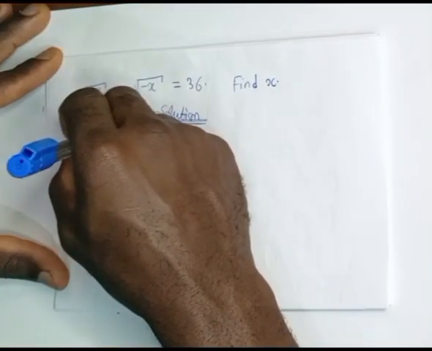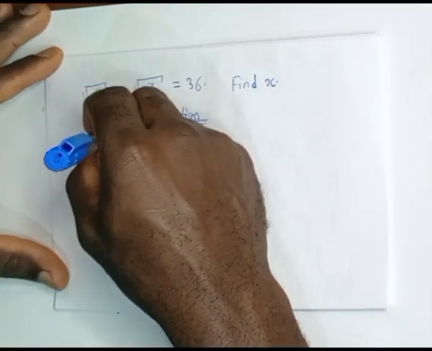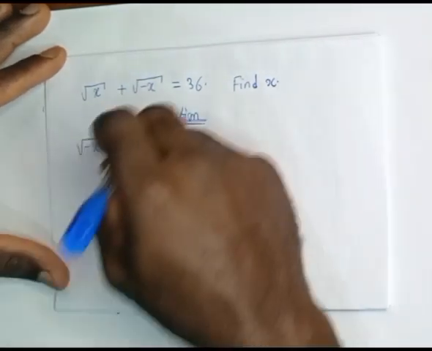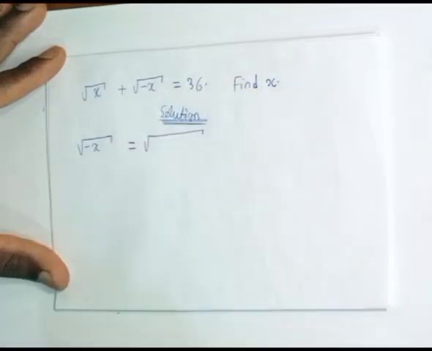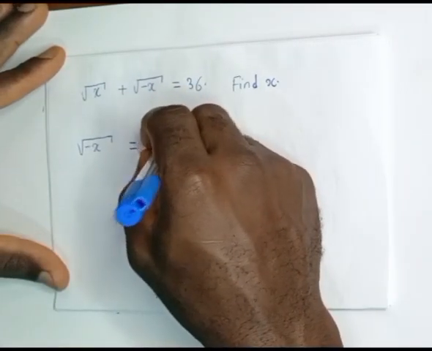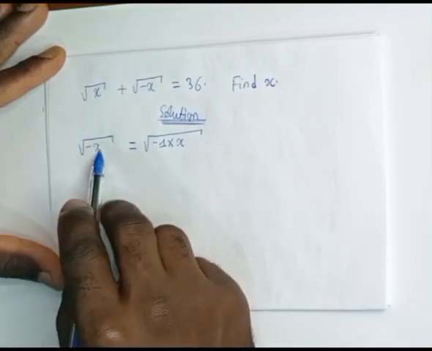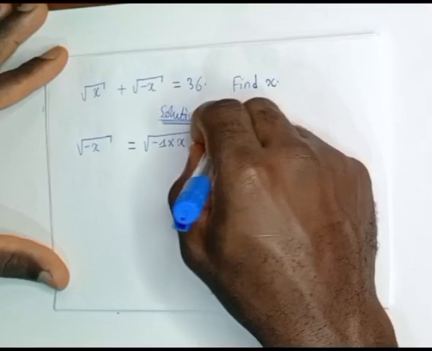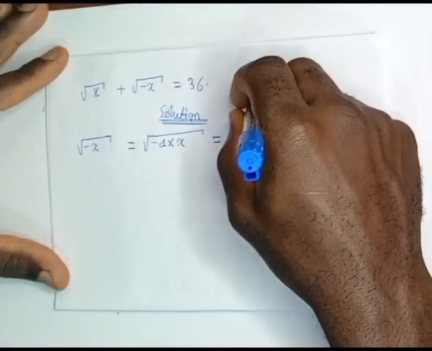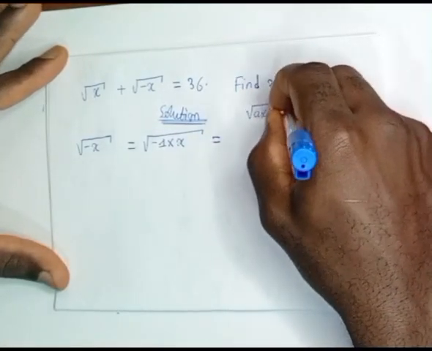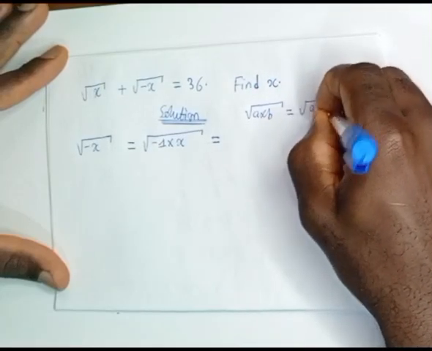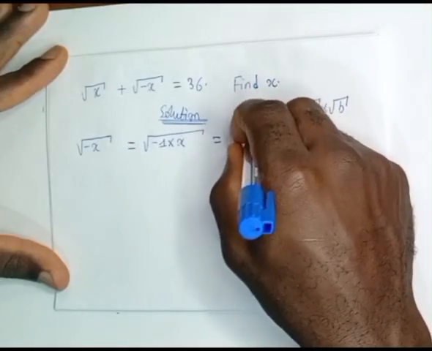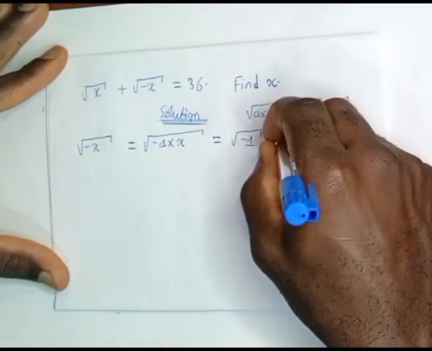If we take down root negative x, this is simply equal to the square root of, if we take negative 1 times x, it gives us negative x. We can break this. Remember, if you take the square root of a times b, it is equal to the square root of a times the square root of b. Applying this formula gives us the square root of negative 1 times the square root of x.